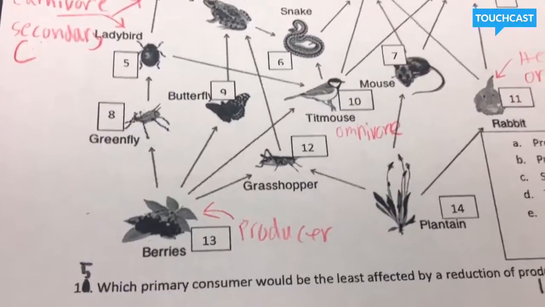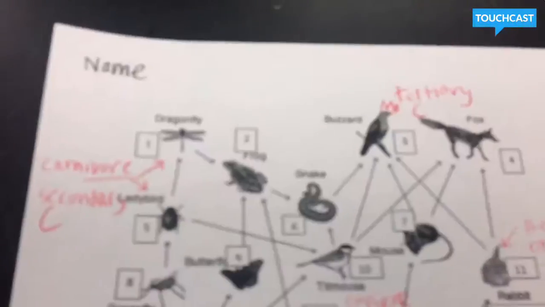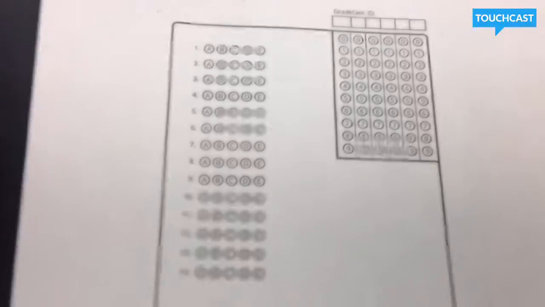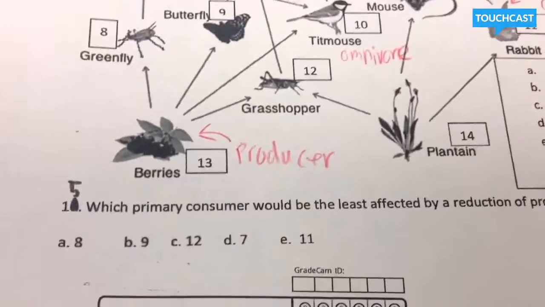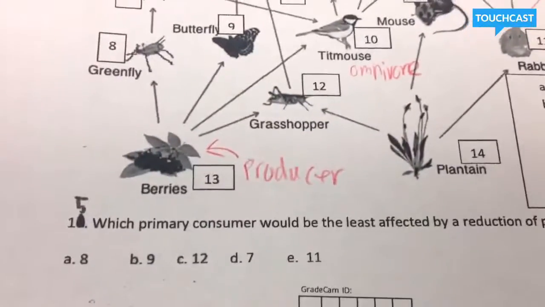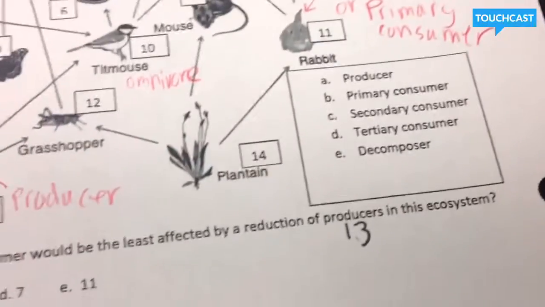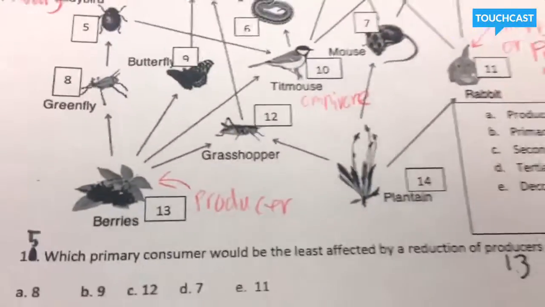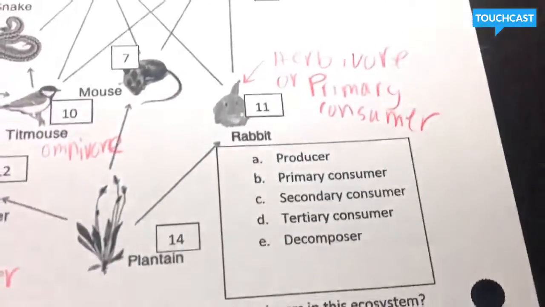So the first thing we're doing is you have a food web up here. You have 14 different problems that you would then bubble in down here. On number 15, you just circle whichever answer y'all think is correct. There could be more than one, and we'll grade that in class tomorrow. So look over here. Here are your answer choices.